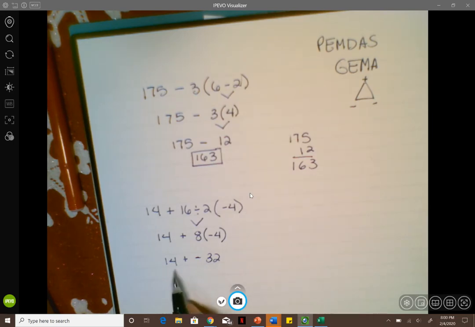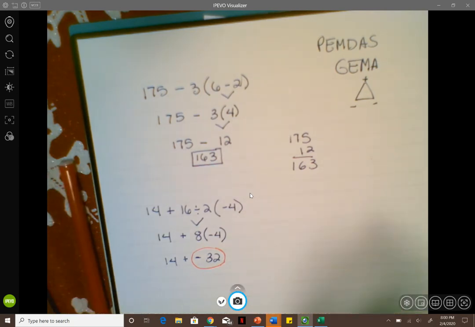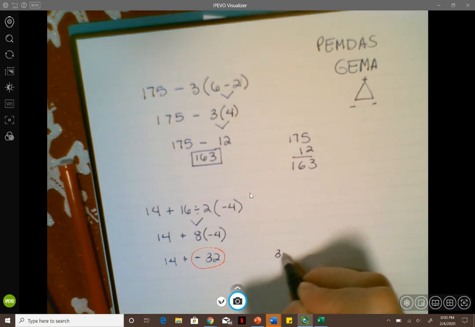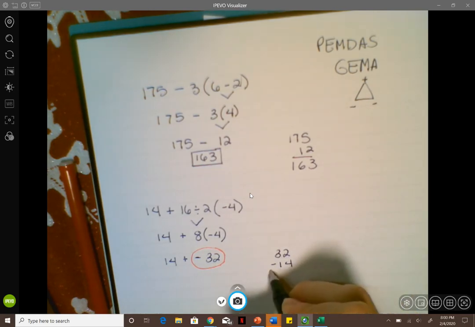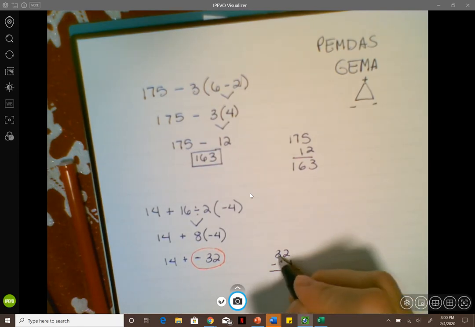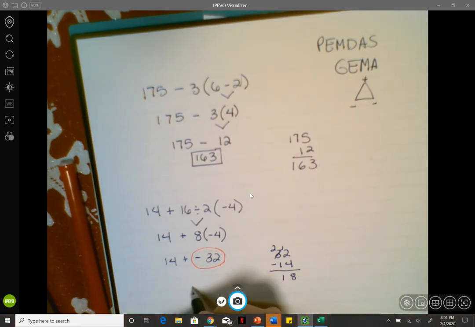Now I have an addition problem, and I have addition of integers with opposite signs. So I'm going to circle the integer with a larger absolute value, and that's going to remind me of my process for adding integers with opposite signs. I have 32 minus 14. I'm simply going to subtract their absolute values. And there's no signs over here because these are both positive numbers. Absolute values are always positive. 12 minus 4 is 8. 2 minus 1 is 1. My answer is 18. And since this guy is circled, I know that I have a negative answer.